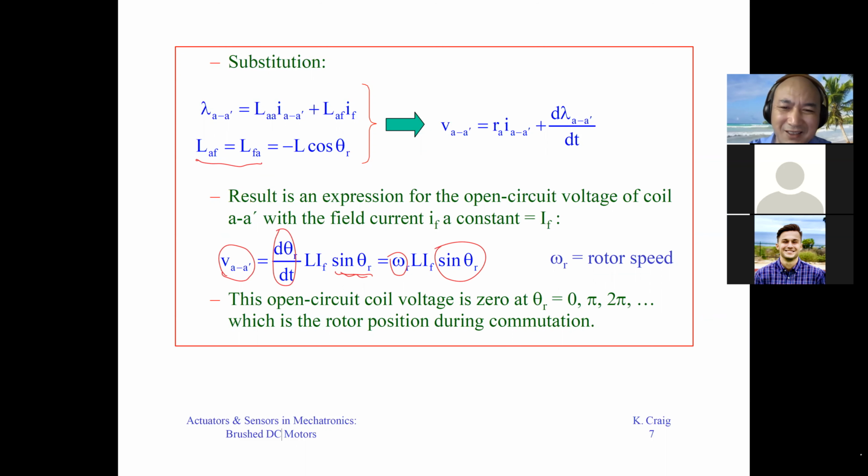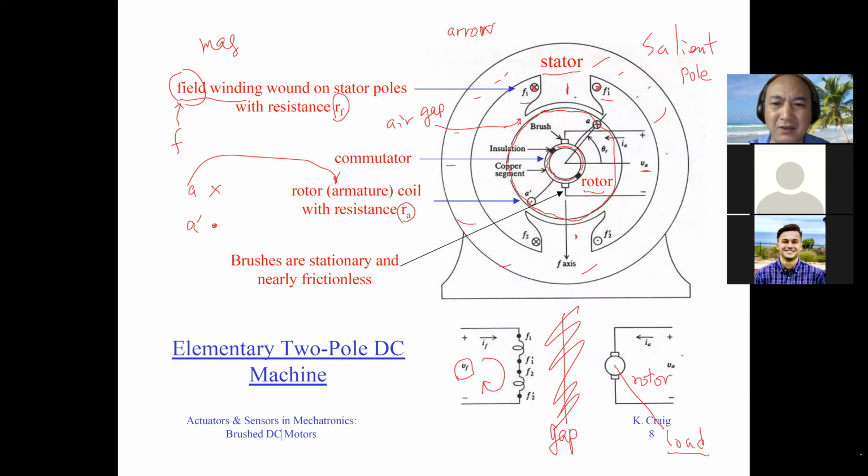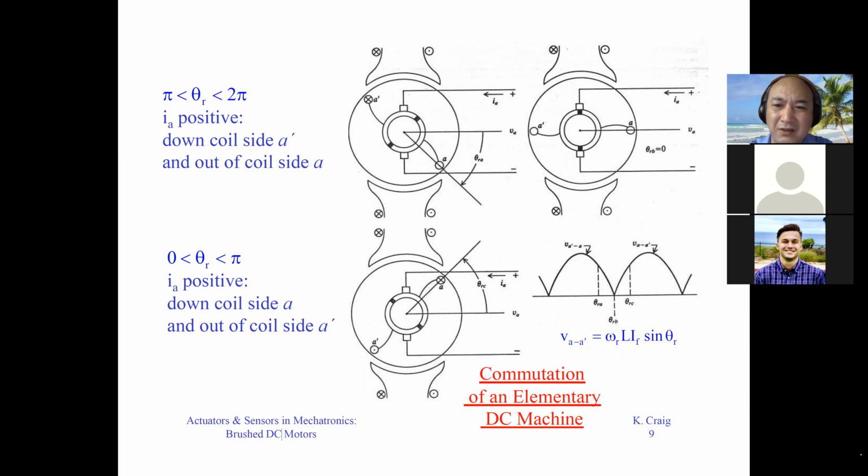So you are going to see that VA prime should look like this, a sinusoid, okay? But because of the commutator, it will flip like this. I have a picture here. So the armature voltage will show up like this. We are talking about going from mechanical motion to electricity. The VA is the electricity I'm producing. But this doesn't look like a DC, right? It's not DC, okay?